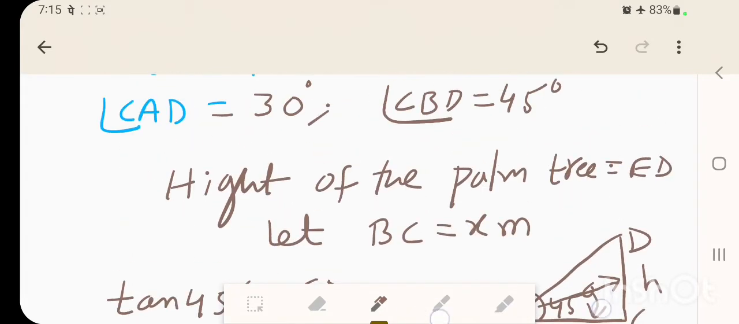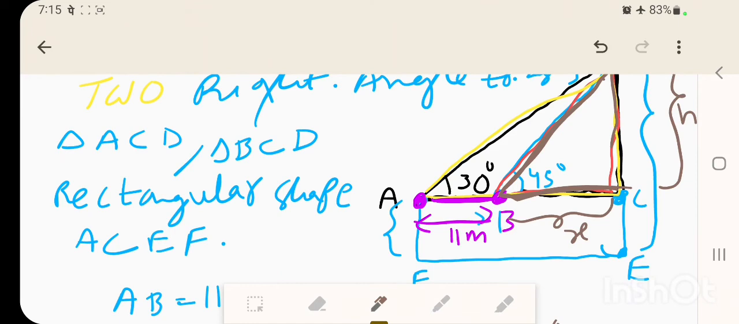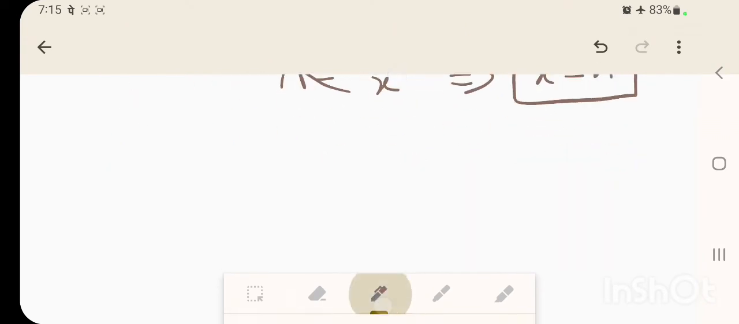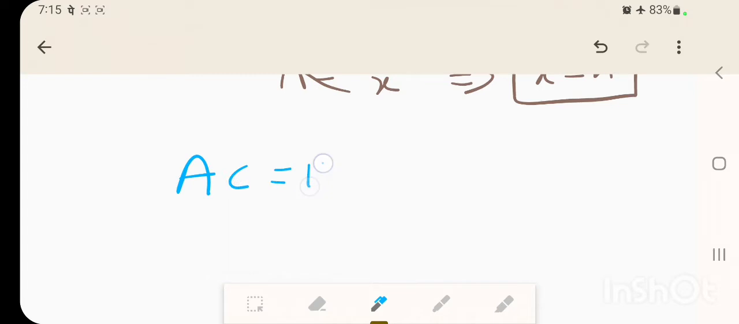Now another dimension we are going to calculate is AC. AC is equal to 11 plus X. AC is equal to 11 plus X here. This we can take as equation number 1 and keep it here.